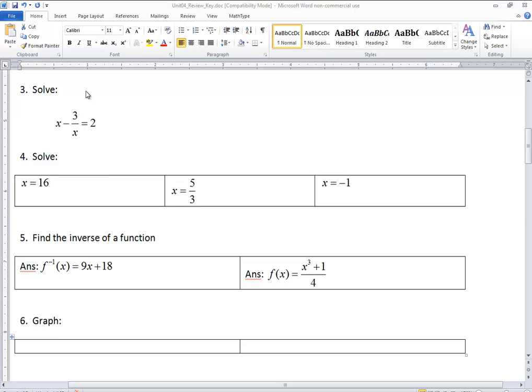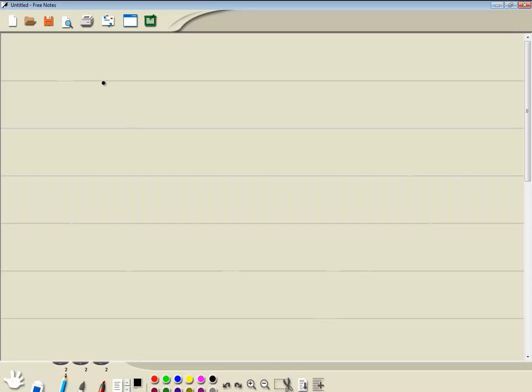Take a look at this problem. We want to solve x minus 3/x equals 2. So x minus, not 3x, 3 over x equals 2. Now this is a rational equation, so we'll go through our steps for that. Specifically, it's going to give us a quadratic, which we'll see.